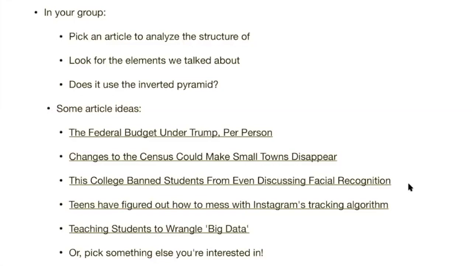I picked out some articles. I don't know if any of these are really data journalism, but they're data journalism adjacent. They're just things that I had seen recently that piqued my interest and were not related to the coronavirus, but you could also pick something else you're interested in.